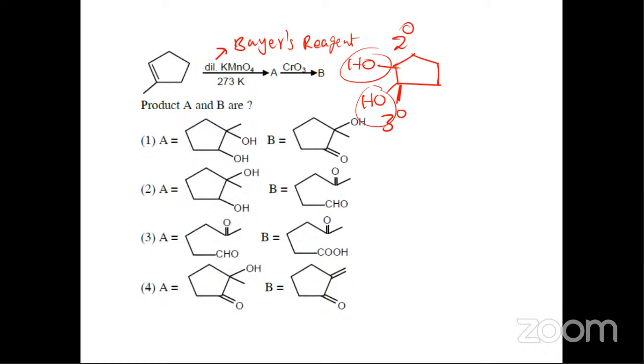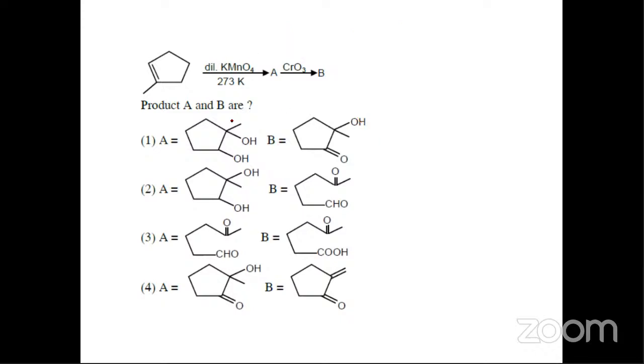For this, if you observe carefully, the first one is suitable. Option 1. So this is A, and this is B, as this is tertiary and this is secondary. So option 1 is perfect for this. 1 is the right answer. It is the conversion of secondary alcohol into ketone. Tertiary alcohol has no effect.